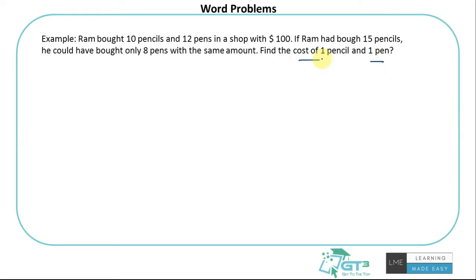I need to find the cost of a pencil and a pen. That's the goal of this question. The question says Ram bought 10 pencils and 12 pens in a shop with $100. If Ram had bought 15 pencils, he could have bought only 8 pens with the same amount. That's the same $100. So what is the cost of one pencil and one pen?